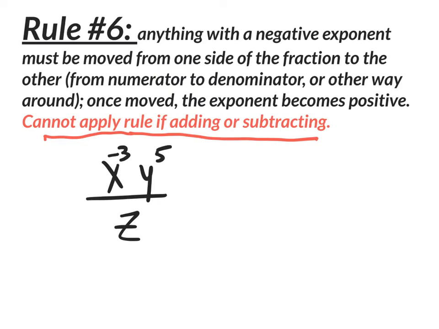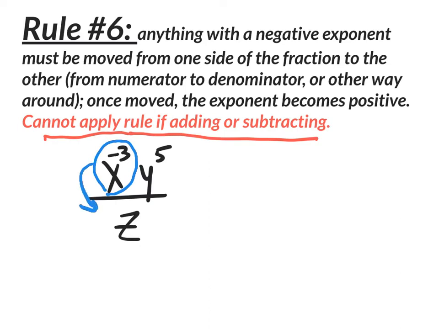And it says anything with a negative exponent must be moved from one side of the fraction to the other. So what has a negative exponent? Does a y have a negative exponent? Absolutely not. Does a z have a negative exponent? Absolutely not. The x has an exponent of negative 3. So what I like to do, I like to circle and draw arrows. I'm going to take this x to the negative 3 and I'm going to move it down to the other side. That's what the rule says.